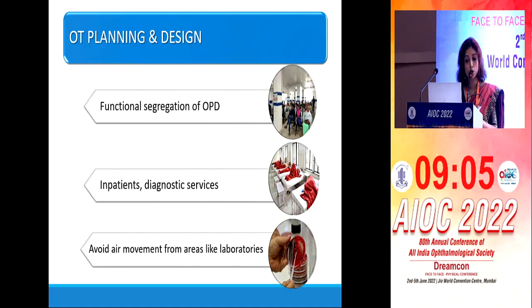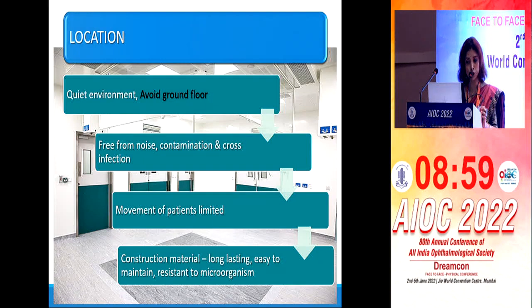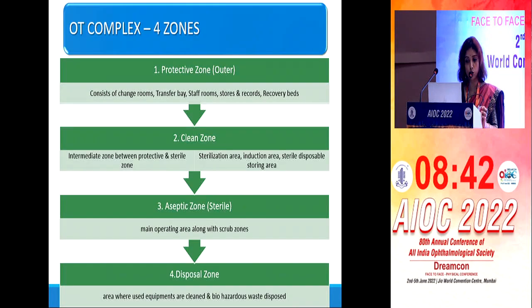While we are planning an OT, it should have functional segregation from the OPD, indoor, and the laboratory services. Preferably, the location should be the top floor of the hospital that you are working in. It should not have too much movement of patients around. The construction material, it goes without saying, should be long-lasting, easy to maintain, and resistant to microorganisms.